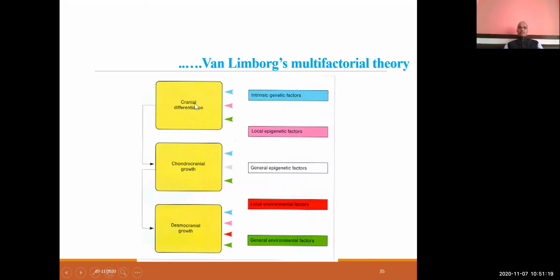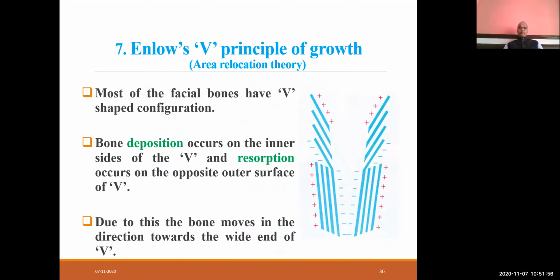So these are the various factors in craniofacial growth. For cranial differentiation, the intrinsic genetic factors, local epigenetic factors, and general environmental factors play a role. For chondrocranial growth, the intrinsic genetic factors, general epigenetic factors, and general environmental factors play a role. For desmocranial growth, intrinsic genetic factors, local epigenetic factors, local environmental factors, and general environmental factors play a role.